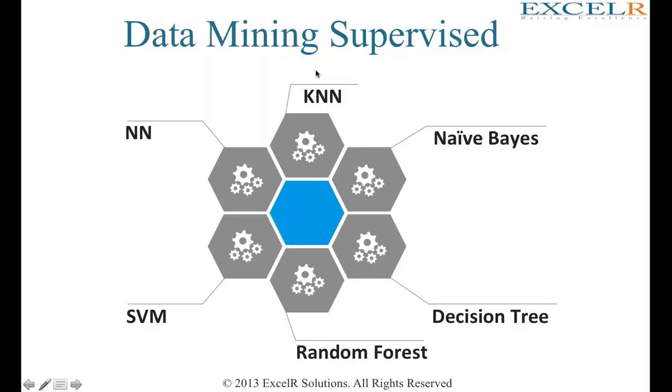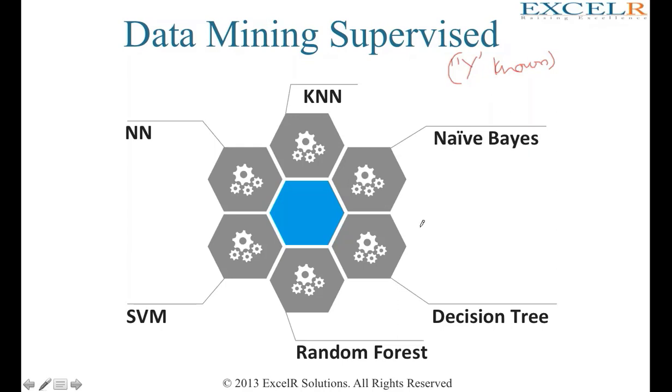Let us now discuss data mining supervised. When it comes to supervised learning, we know that the output variable y is known to us. So in the historical data, if the output variable y is known, then it's called data mining supervised. And in the historical data, if the output variable y is unknown, it is called unsupervised learning.